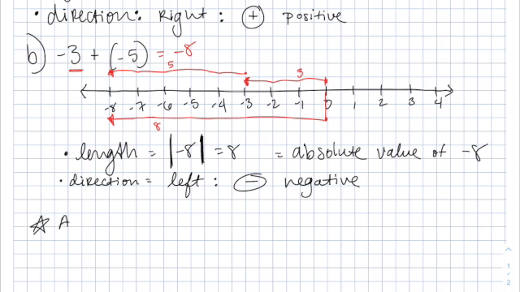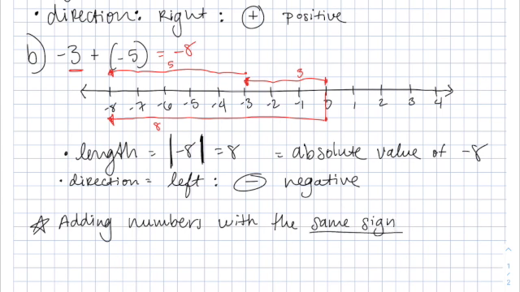Okay, so now we have a rule. I'm going to put a star next to it. The rule that we have is when we add numbers, or anytime you're adding numbers with the same sign, it'd be nice if I spelled with correctly. So with the same sign, and when I mean same sign, I mean they're both positive or they're both negative.